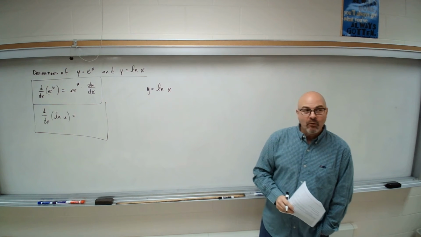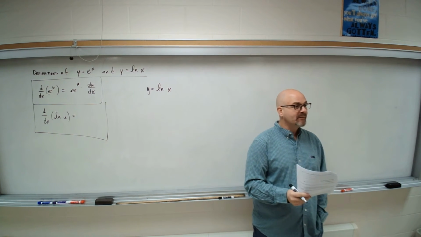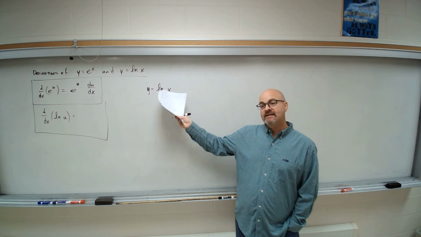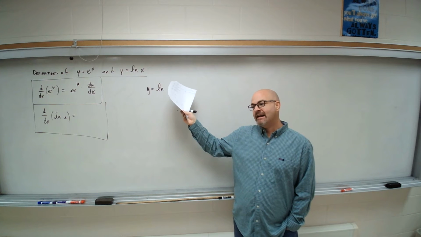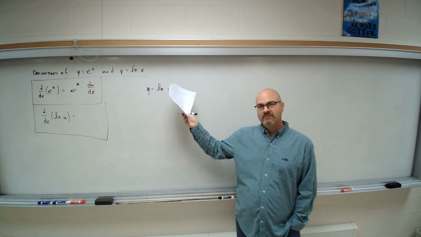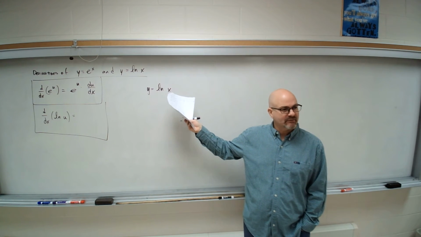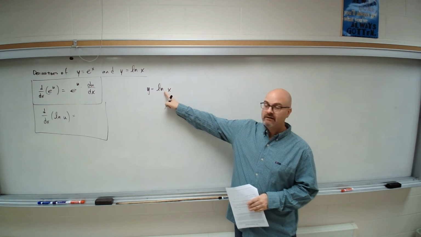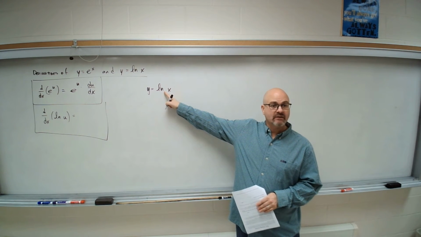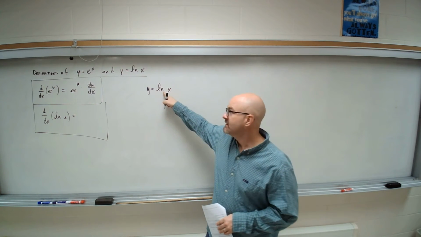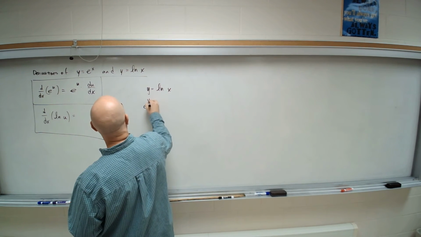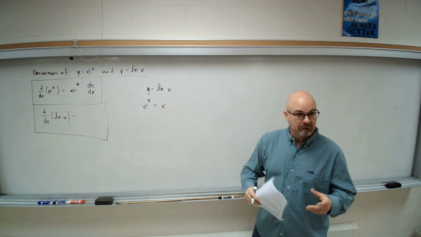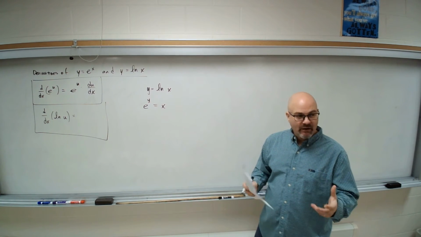I don't know what the derivative of natural log is, that's why I'm doing this. But I do know that if this is a logarithm, I can write it in exponential form, correct? You can write it using exponents. So what's the base down here? If it's a natural log, it's e, correct? So we could say e to the y power equals x. We should know how to switch those.